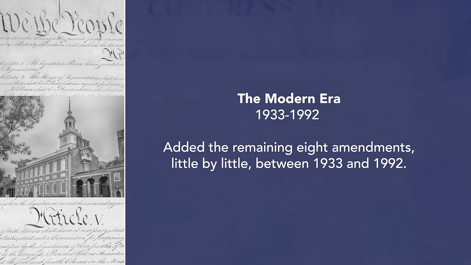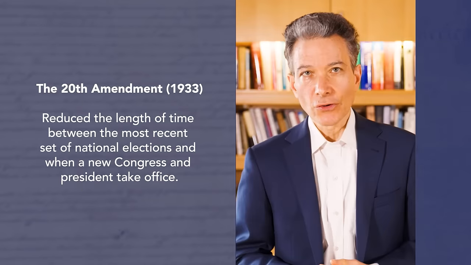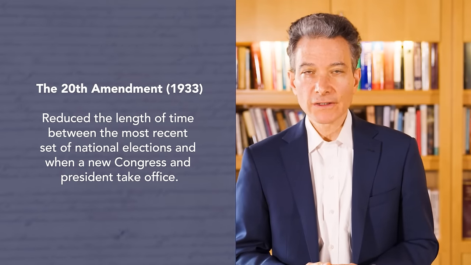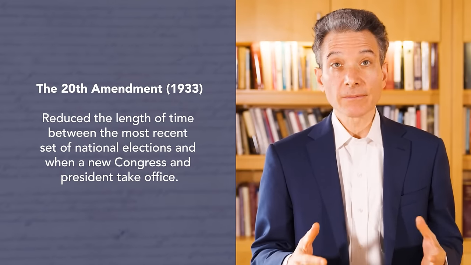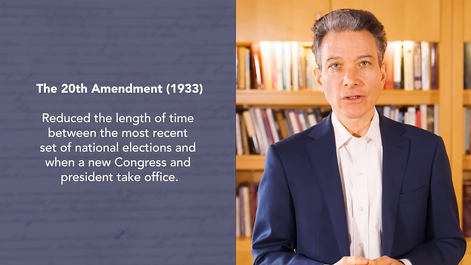And finally, we come to the modern era, where we find the remaining 8 amendments to the Constitution, which were added little by little between 1933 and 1992. So we start with the 20th Amendment, ratified in 1933, which reduced the length of time between the most recent set of national elections, and also changed when a new Congress and president take office. Before the 20th Amendment, the new president and the new Congress took office in March. The 20th Amendment shifted the startup date to January. It meant that you didn't have lame duck presidents who served for such a long time.